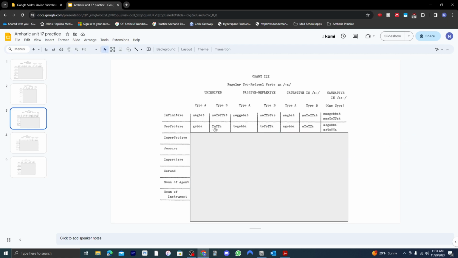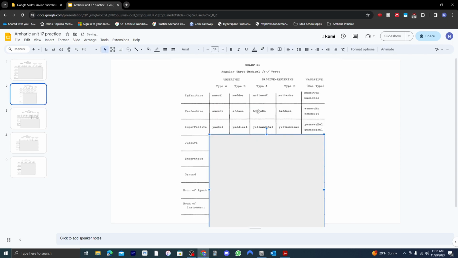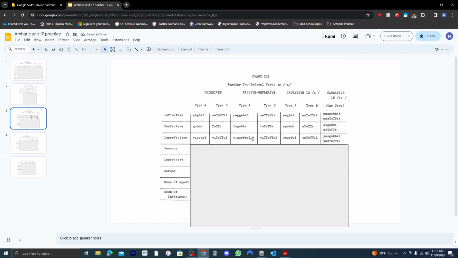Imperfective: yigebal, yetetal, yegebal, yetetal, yagebal, yatetal, yasgebal, yastetal. I think that should be right. Yigebal, yetetal, yigebal. No, it's not. The T here is not here. Interesting. But here, yeah, the T for the perfective was kept. Here, the T was not kept. Interesting.